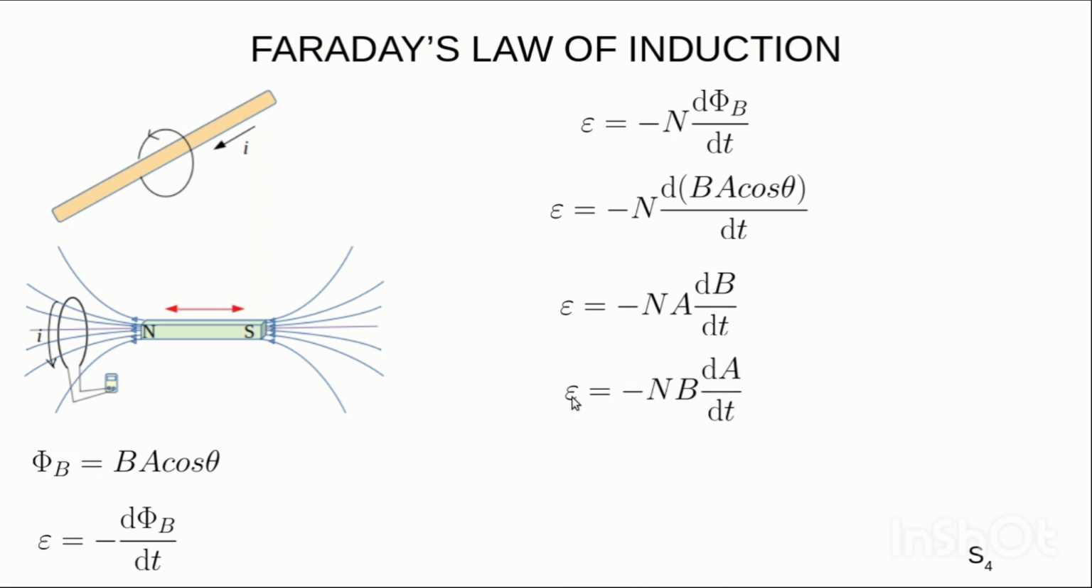The second possible case is when A is changing and B is constant. There will also be an induced EMF. So for us to have an induced EMF in this loop, either B is changing, or A is changing, or finally the orientation, cos theta, is changing, with BA constant. These are the three possible scenarios. So let's look at situations that have these in common.